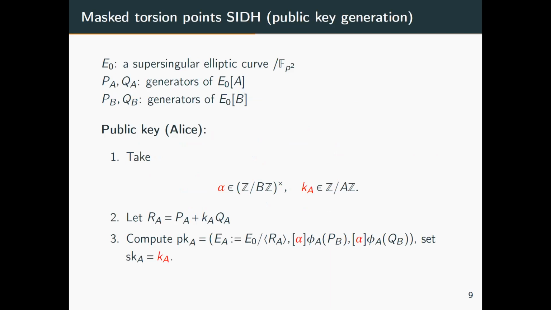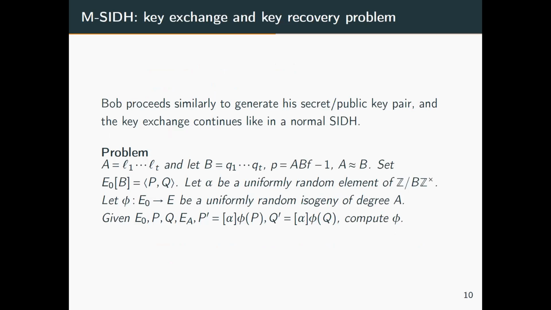And here's a precise construction of the masked torsion point SIDH. First, Alice takes the alpha, and then she also takes the K_A, and she computes the isogeny, and finally she computes this value, and by using alpha, she randomizes the torsion points. And this is the construction of the masked torsion point SIDH. And Bob does it the same way, and we can do key exchange the same way as the original SIDH. And finally, I introduce the problem of the MSIDH.